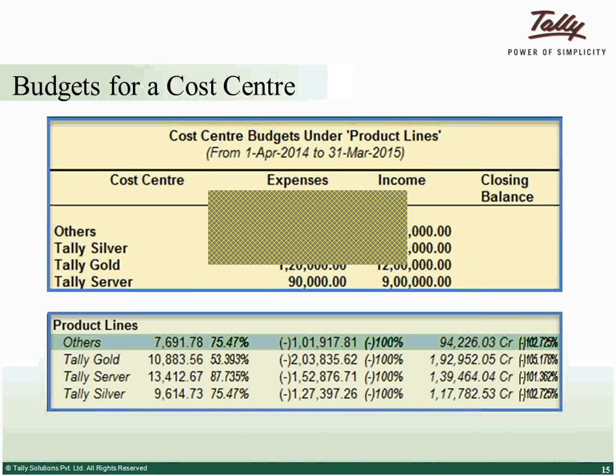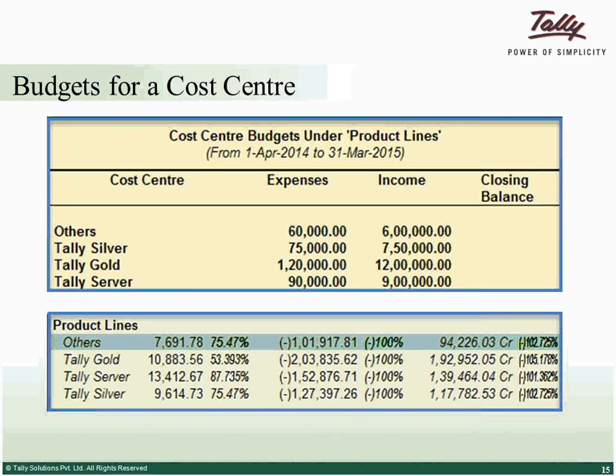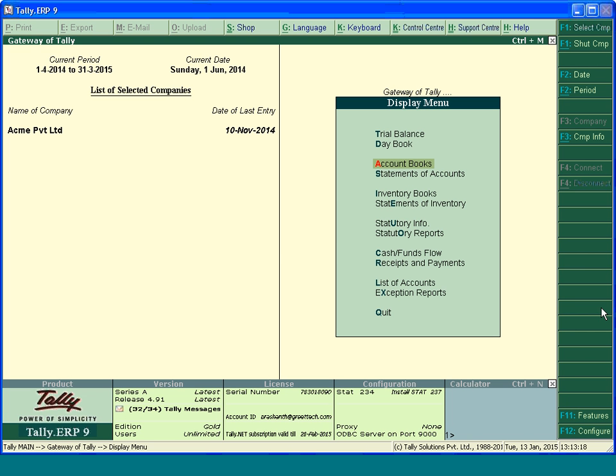Now let us move on to budgets for a cost center. So all are aware of the cost center, right? We discussed before the break. We can set up cost centers as we did to allocate expenses for product lines as well as create profit centers. We can also set budgets for cost centers and the experience remains the same as before.